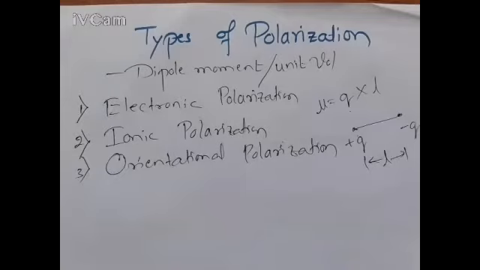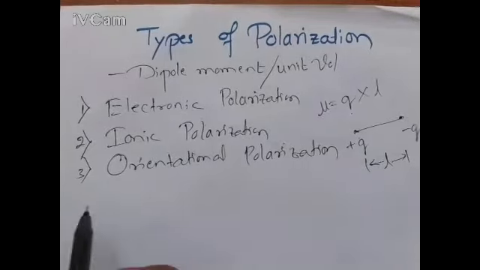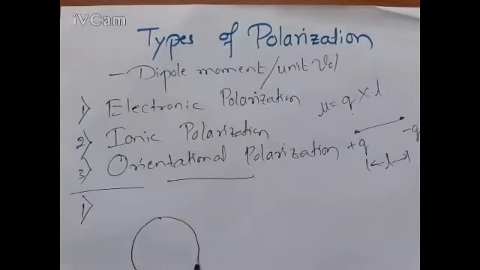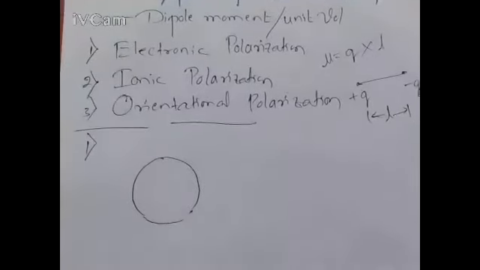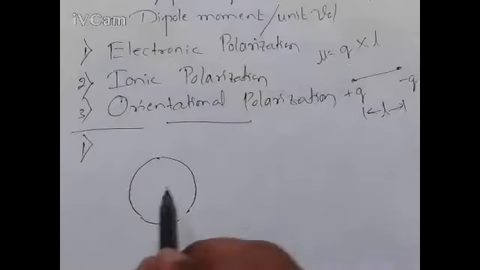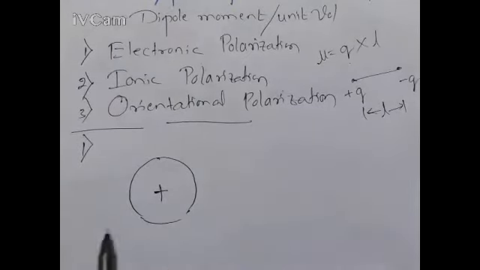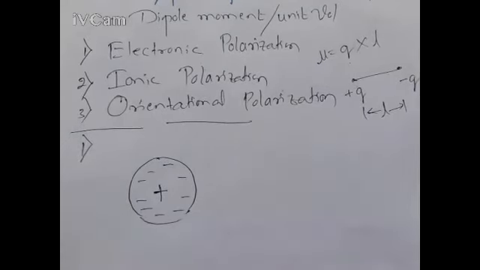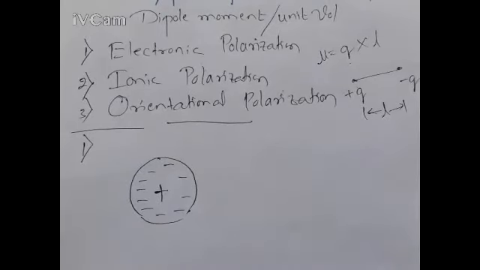The name itself gives a hint about what electronic polarization may be. In the case of electronic polarization, we will consider an atom. Say this is the atom. The positive center, the nucleus, is exactly at the center, and electrons revolve around it. This is before the application of the electric field. We have not applied any electric field to this atom. I'm considering a single atom wherein electrons are there.